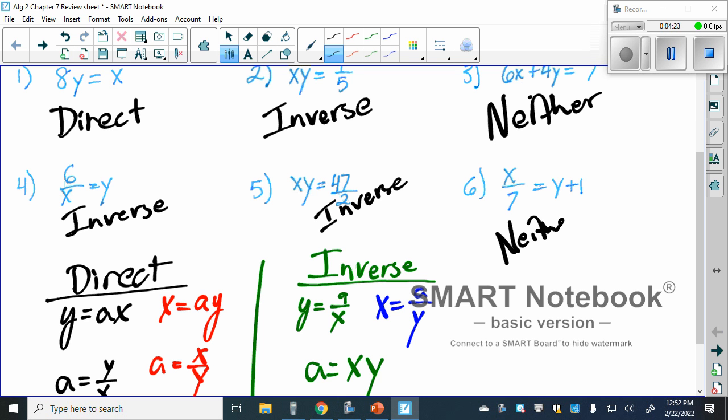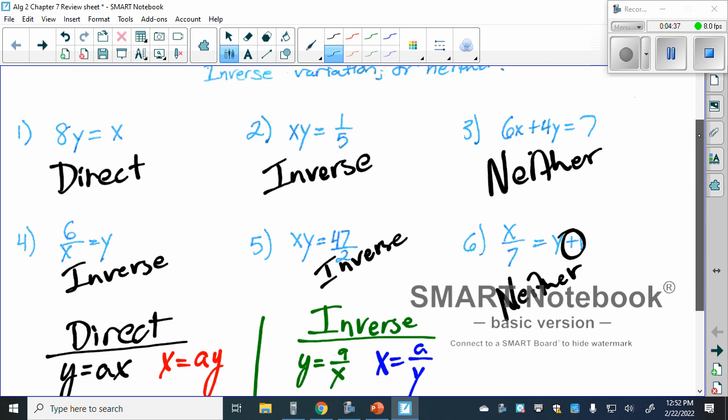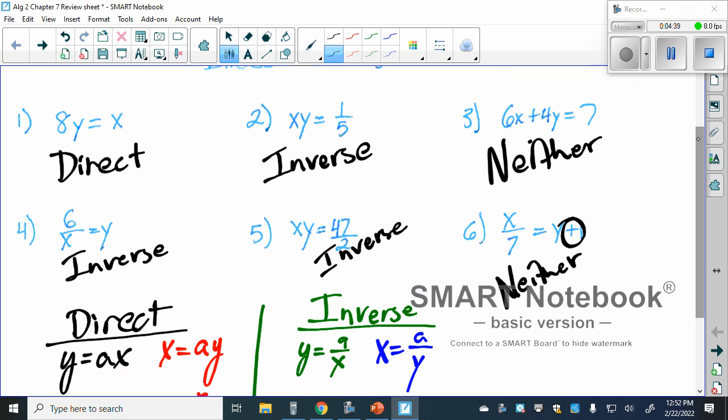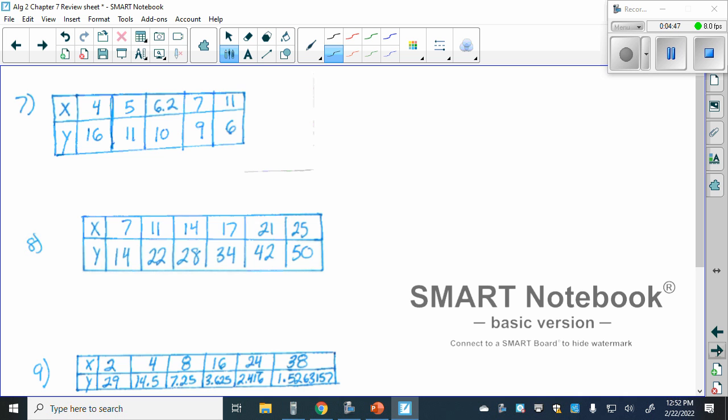And one big giveaway for neither is addition or subtraction. Because for it to be direct or inverse, we're really dealing with multiplication or division. We don't have any addition or subtraction. Any other questions on these first 6? Okay. 7, 8, 9 is not on the test.